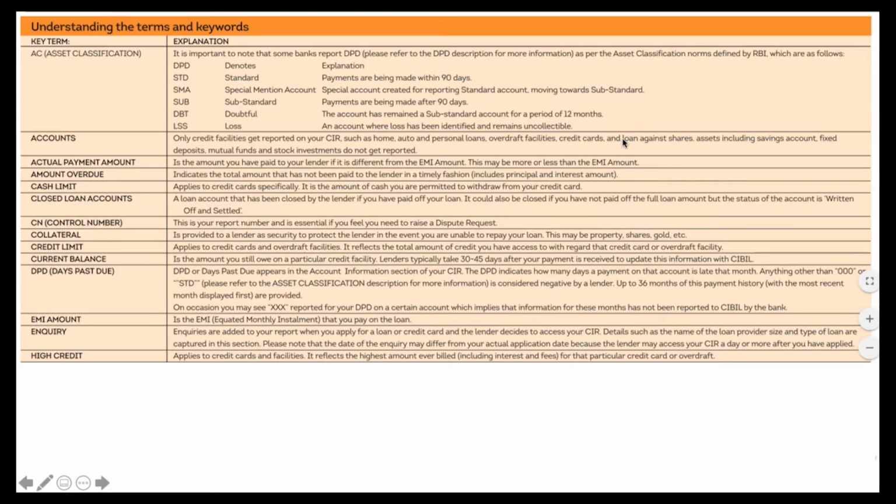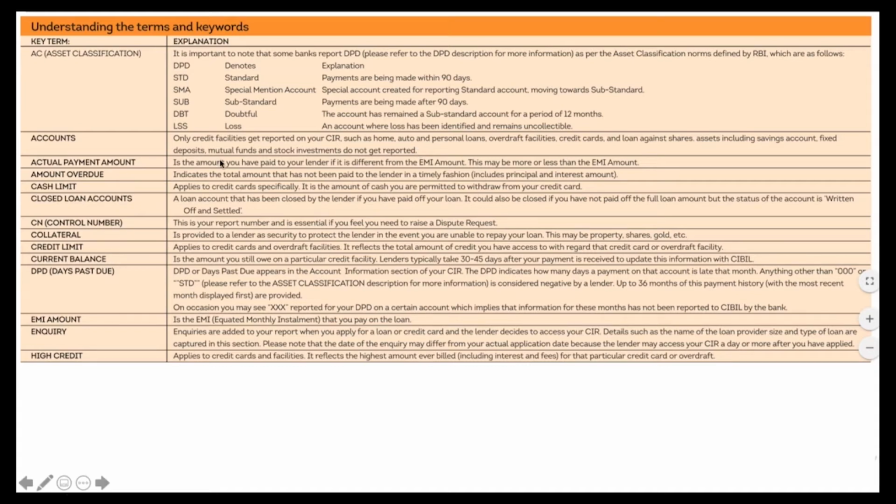What is important is something will not get reported here. Assets including savings accounts, fixed deposits, mutual funds and stock investments do not get reported because they are not in the nature of an obligation. They are not in the nature of a loan.